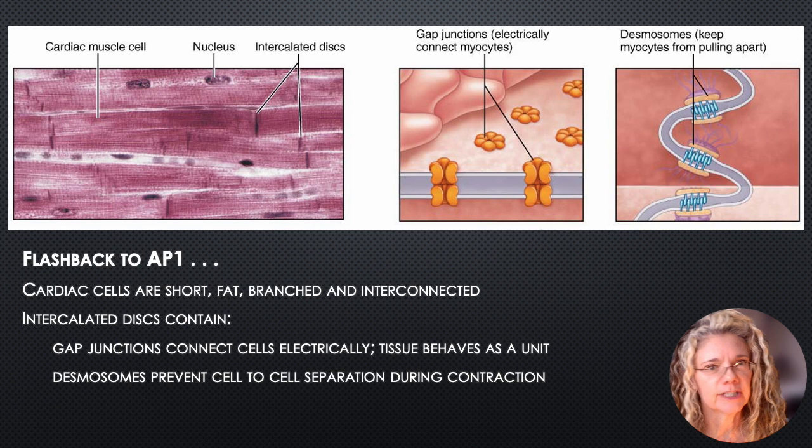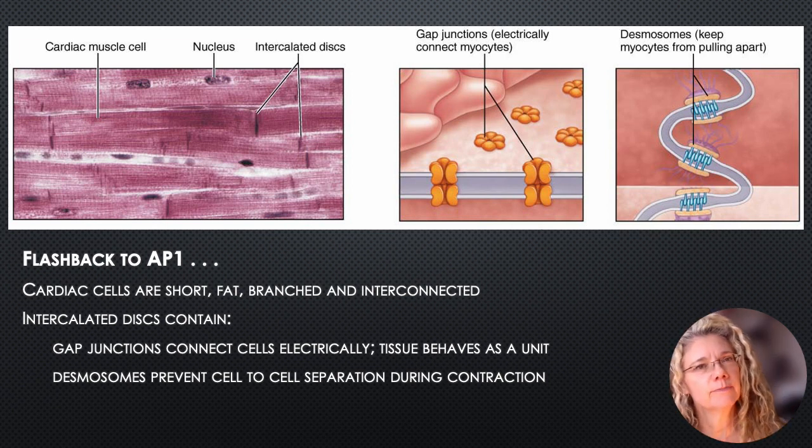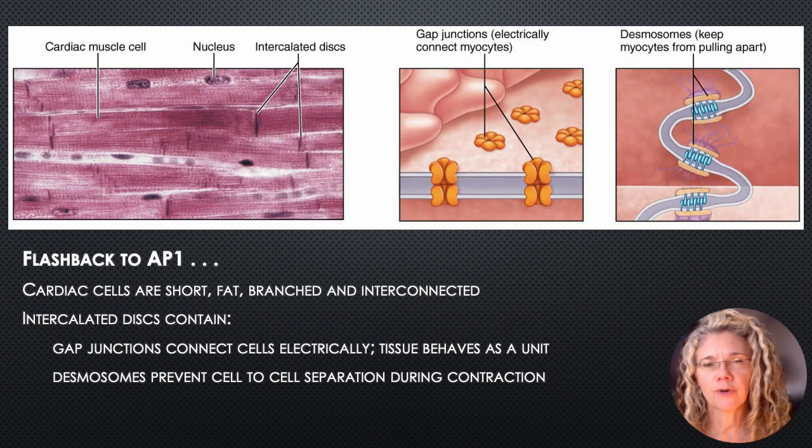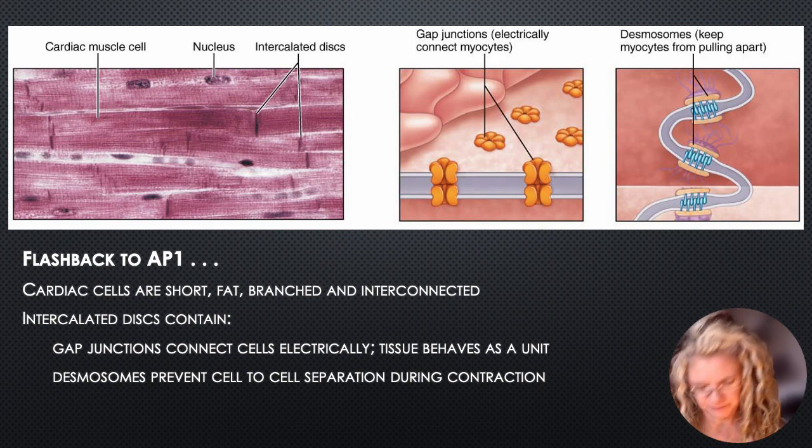Now you're also going to see desmosomes, which is like a cellular Velcro, and that's going to help prevent cell-to-cell separation. Again, your heart is moving all the time throughout your lifetime. So we want that tissue to be durable and sustainable. And desmosomes help that happen.